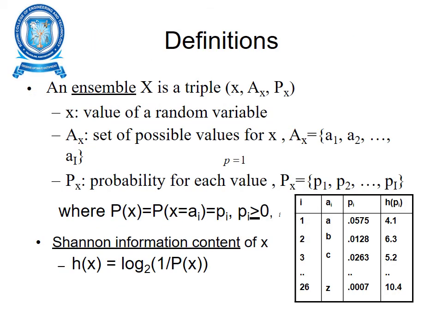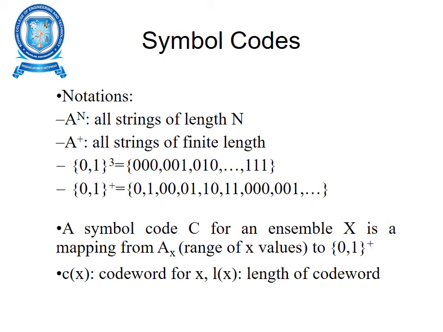The definition is that an ensemble X is a triplet X, AX, PX, where X is the value of a random variable, AX is the set of possible values, and PX is the probability of each value. We take the probability of each value and the Shannon information content, that is h(x) is equal to log to the base 2 of 1 by p.